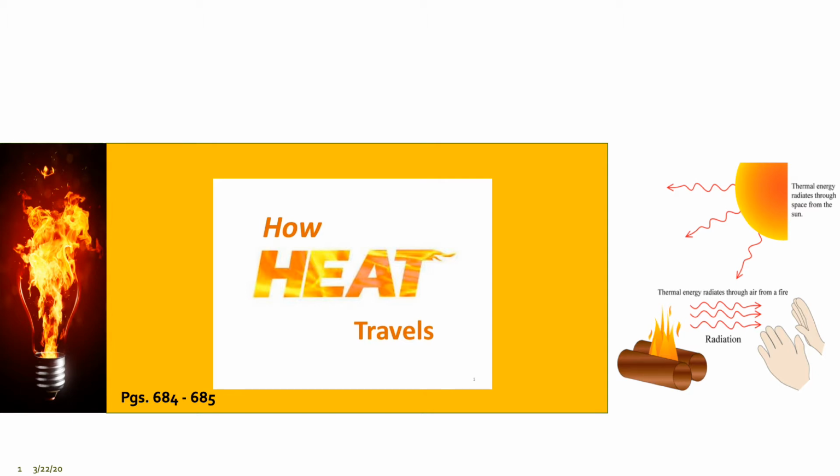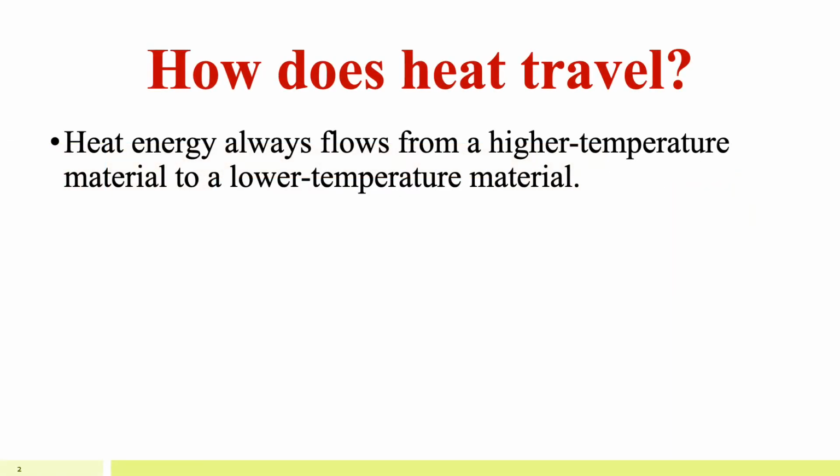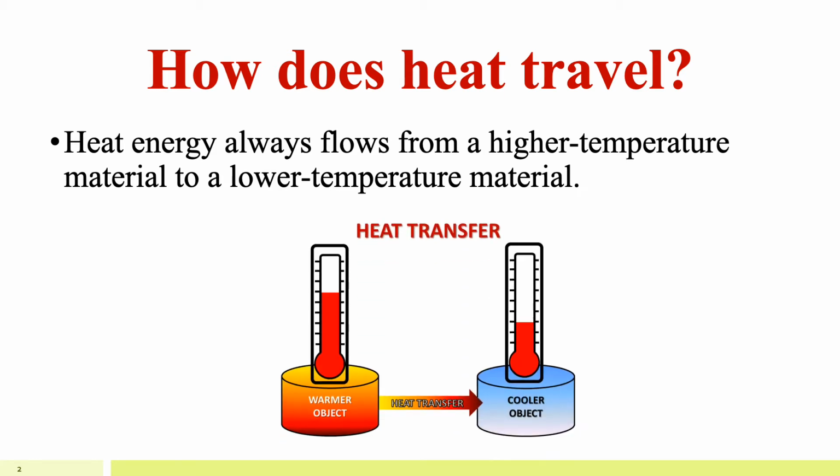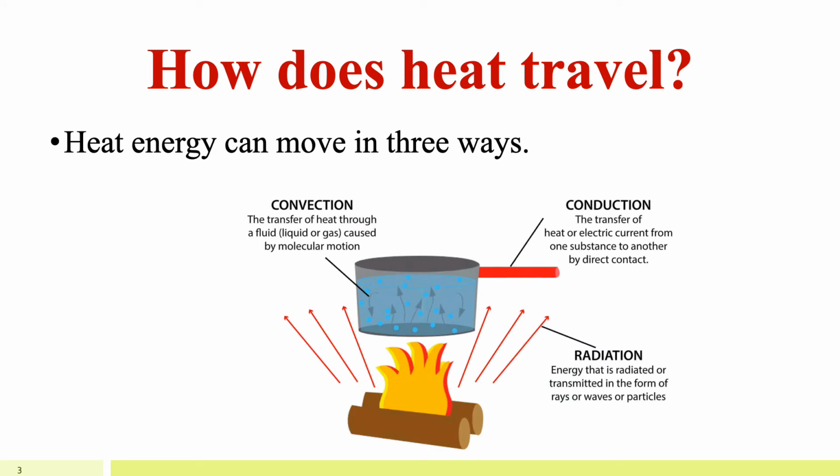Let's start our second part of the lesson and the last part, pages 684 to 685, how heat travels. How does heat travel? Heat energy always flows from the higher temperature material to the lower temperature material, from the warmer object to the cooler object. Energy can move in three ways: convection, conduction, and radiation.